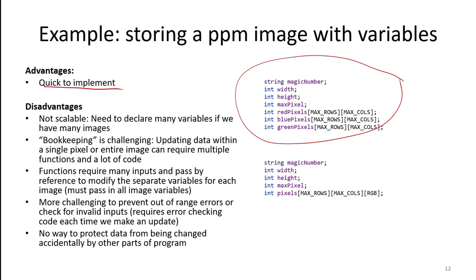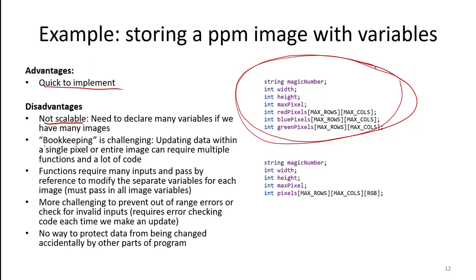But if you think about it, there's actually quite a few disadvantages of this approach. First, this is not scalable. If we need to store data for 100 images in our program, we would need to declare this set of variables 100 times. We'd have a ton of variables to manage.